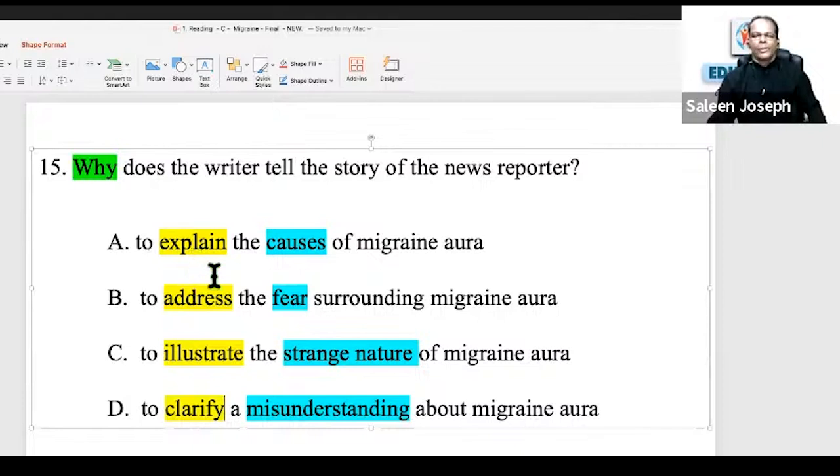Now, explain the causes. Why does the writer tell the story of the news reporter? The first paragraph speaks about a news reporter. Is it to explain the causes of migraine aura, or to address the fear? To address means to tackle the fear surrounding migraine aura, or to illustrate the strange nature of migraine aura. To illustrate means to establish, or to clarify a misunderstanding about migraine aura. So the concept is about migraine.